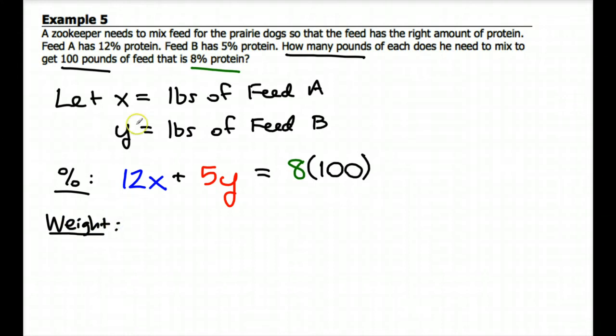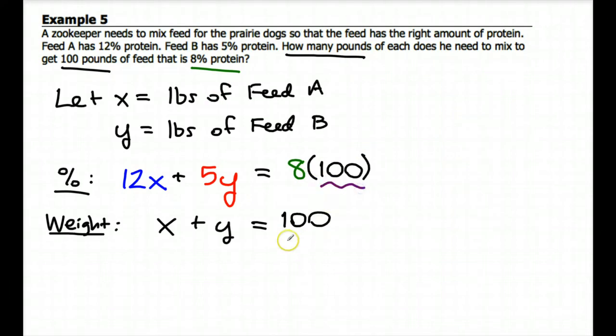And so all I need for this one is x is the number of pounds of feed A, y is the number of pounds of feed B. I want to add those together and I want to get 100. Notice for this problem and for all of your mixture problems, this weight, the 100, you're using it in both equations. It's going in equations 1 and 2, which we normally don't do, but because this is a concentration problem, I need to use this 100 in both spots up here.